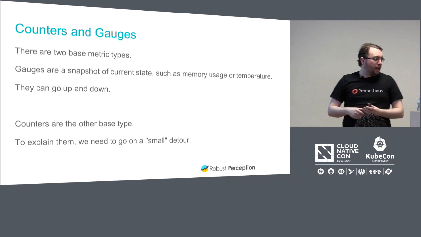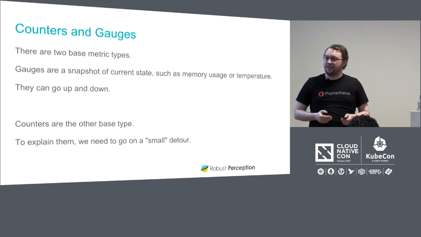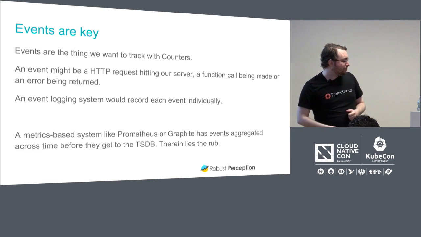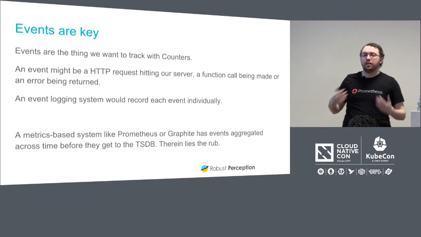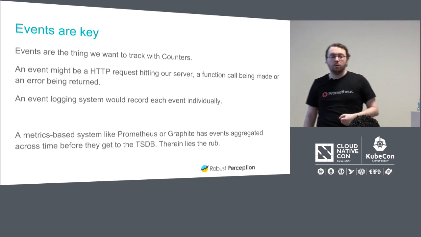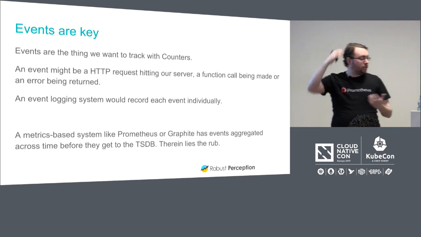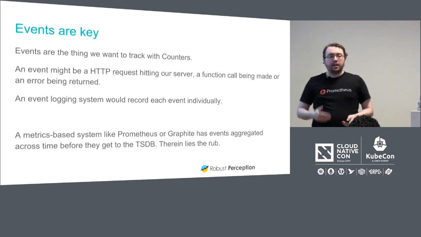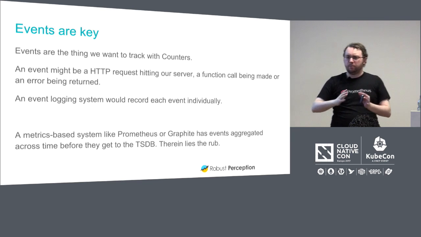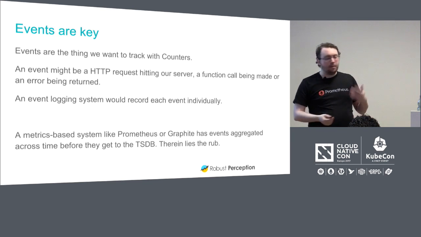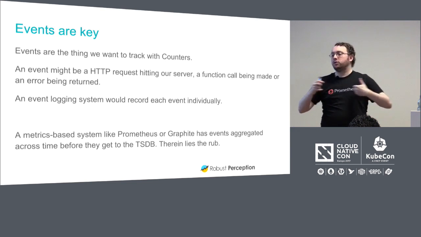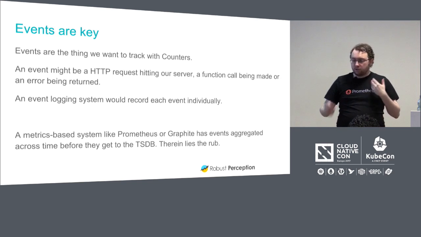Counters are the other base type, and well, we need to have a small explanation over the next 30 minutes or so of what a counter is. So the thing is, what we're trying to track is events. Events are something that happens, right? It might be a HTTP request, it might be a function call, it might be an exception, it could be anything. An event logging system like your Elk stack or Graylog would have every single event, but not too much information about them because you'll run into bandwidth issues. A metrics-based system, whether that be Prometheus, Graphite, anything in that area, you need to aggregate those across time because we're just sampling. And that's where things get tricky.